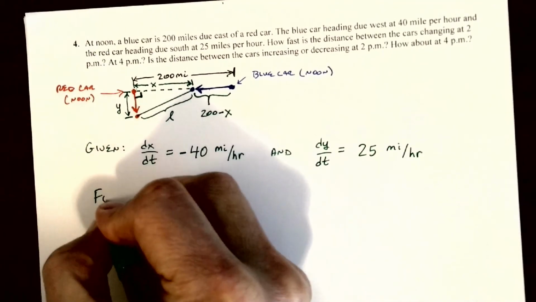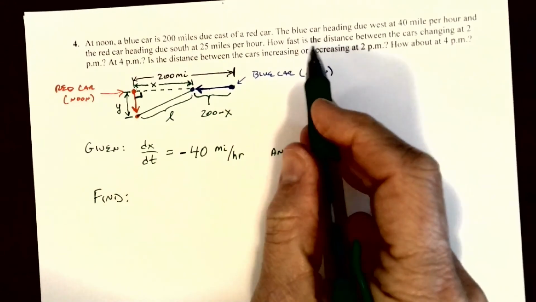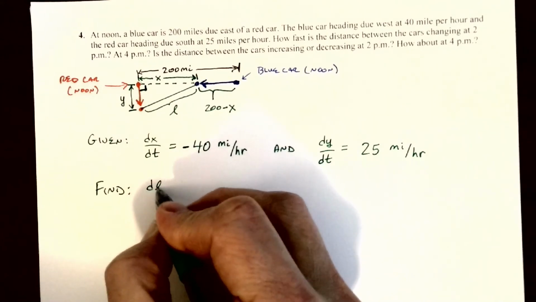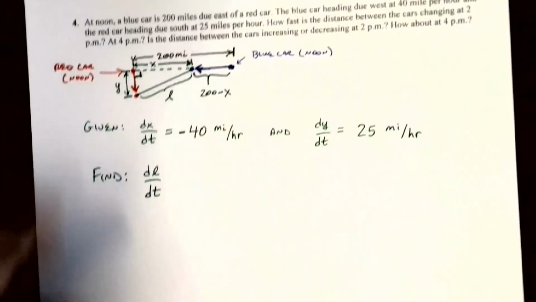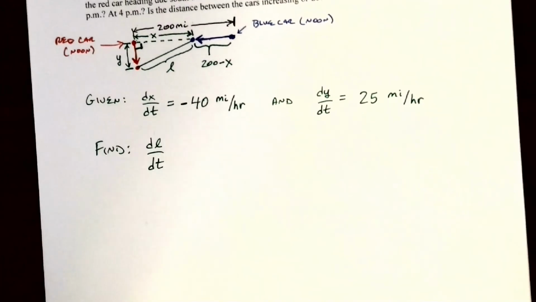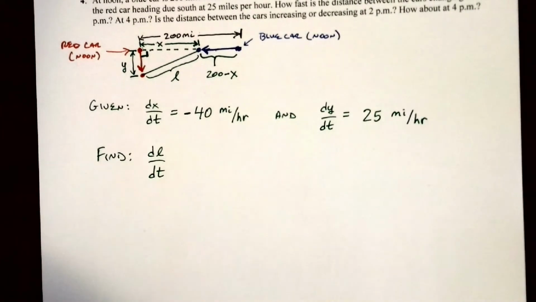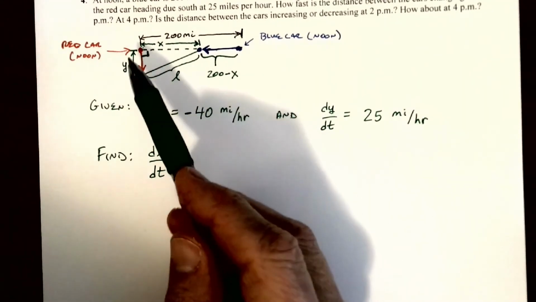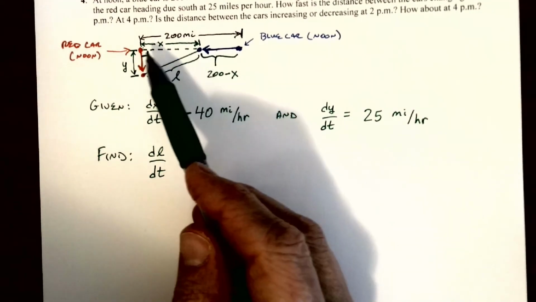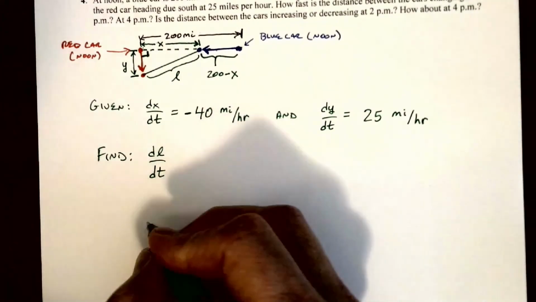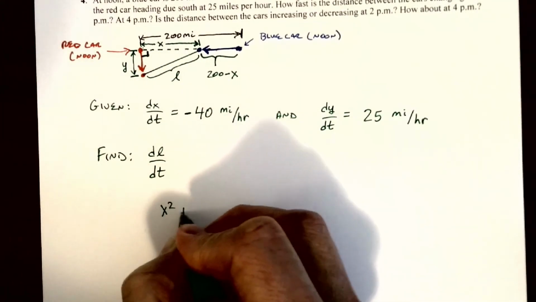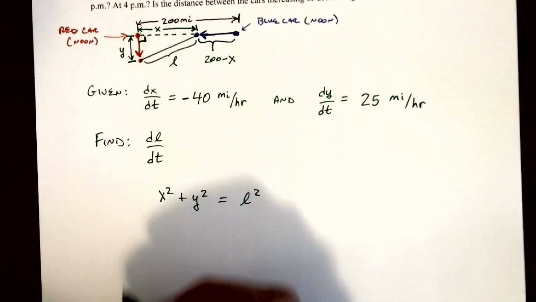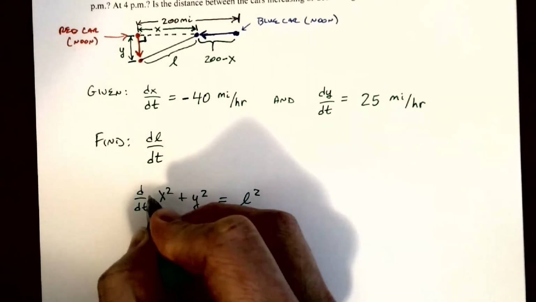What are we asked to find? How fast is the distance between the cars changing? Distance between the cars is L, so we're asked to find dL dt. And we're also asked to find it at different times. So what is our equation that relates our variables of interest, x, y, and L? What do you think? Right triangle? Looks like Pythagorean Theorem. So notice x squared plus y squared is L squared. There's my equation. I take the derivative with respect to time.